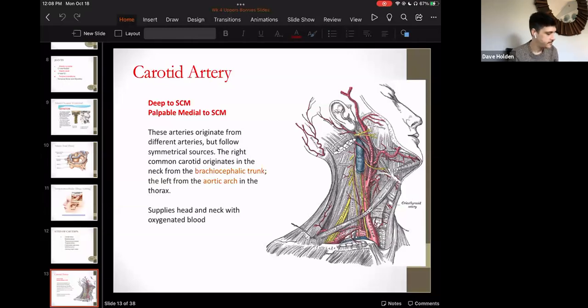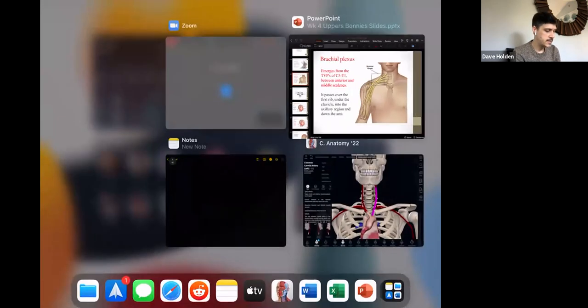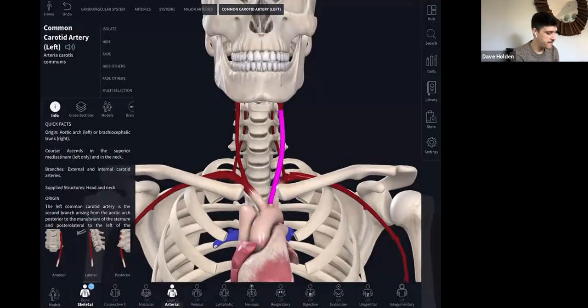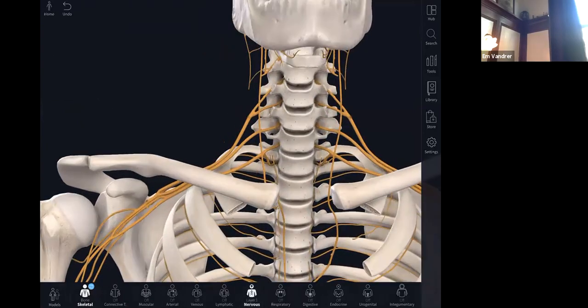Carotid artery. Another structure of note is the brachial plexus. I feel like we've mentioned this one once or twice before. This one will emerge from the transverse processes of C5 through T1. So we take the blood out, now we add in nerves.